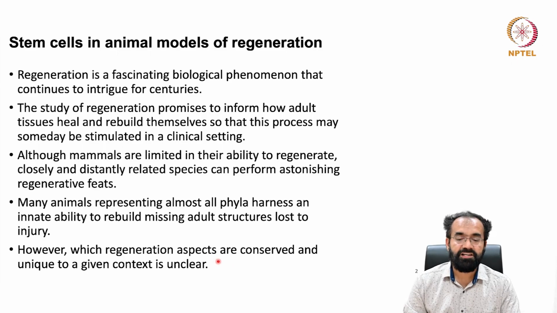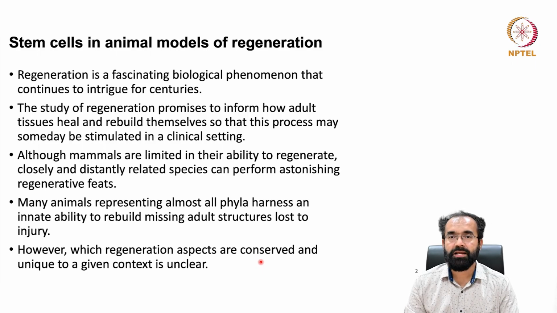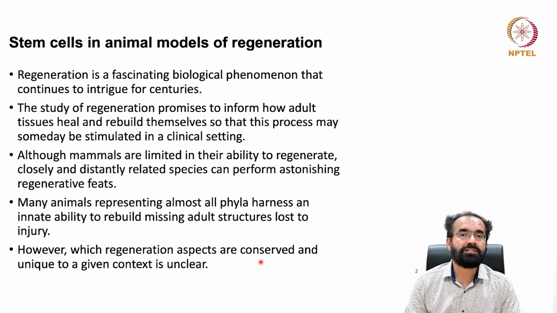However, which regeneration aspects are conserved and which are unique to a given context is unclear. For example, zebrafish can regenerate, but Japanese medaka cannot, which is also a bony fish and also an aquatic animal. So we cannot assume that if it is a fish, it can regenerate. Same way with mammals: Mus musculus cannot, but Acomis species, spiny mice, can regenerate to a reasonable extent. So it varies from species to species.